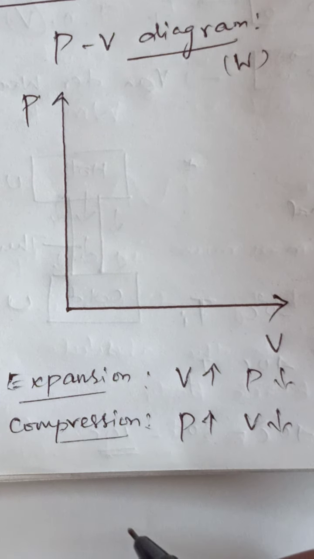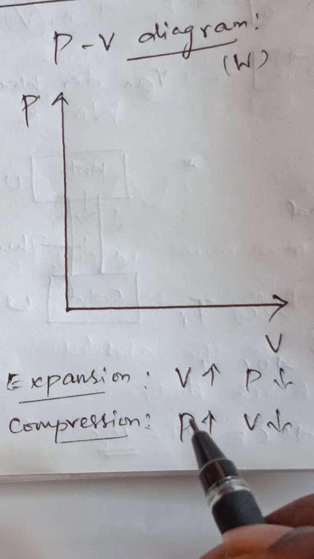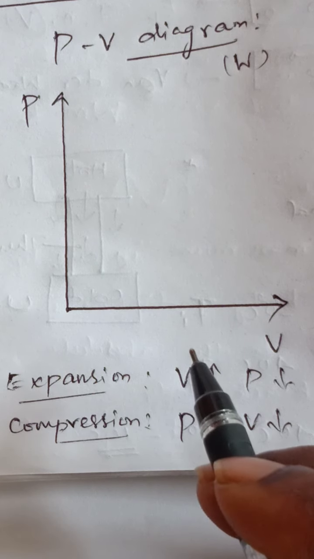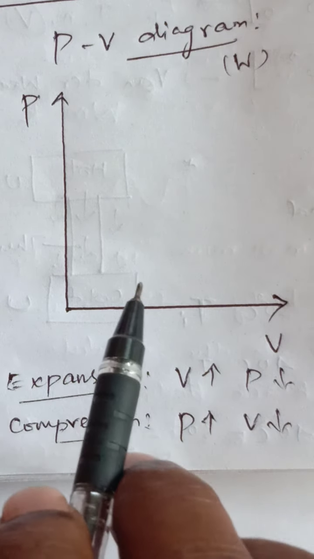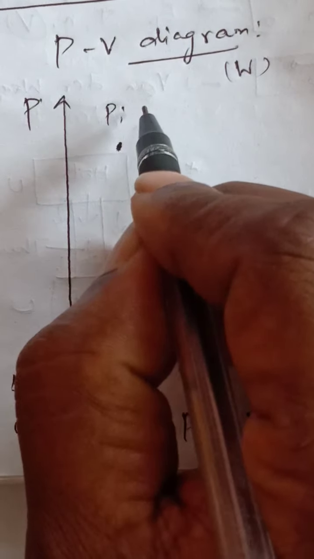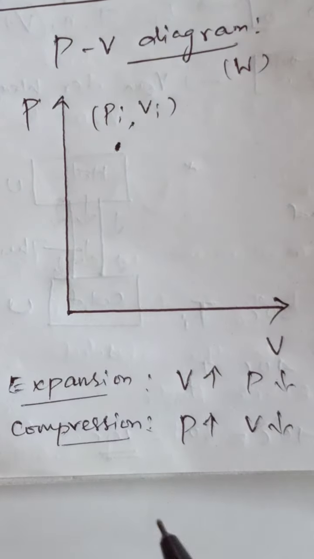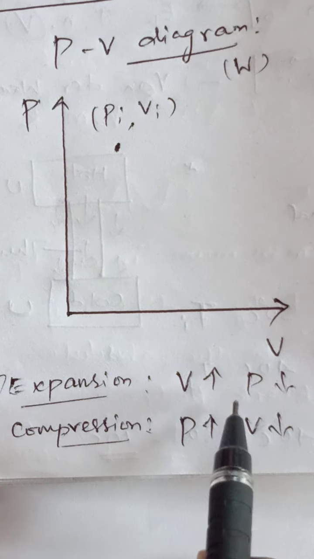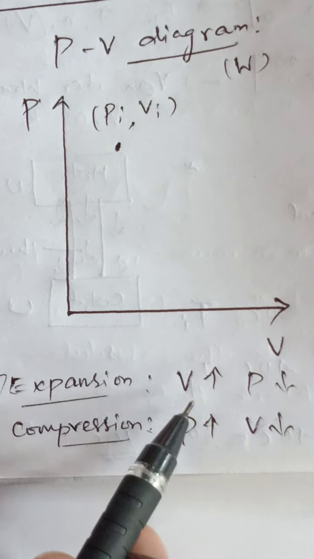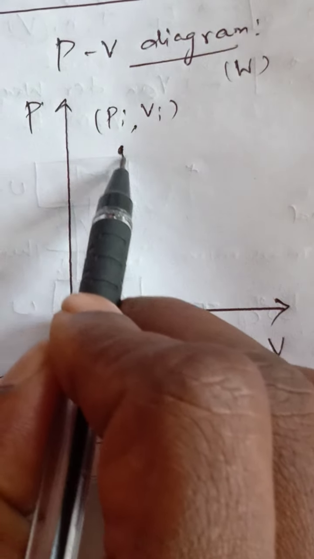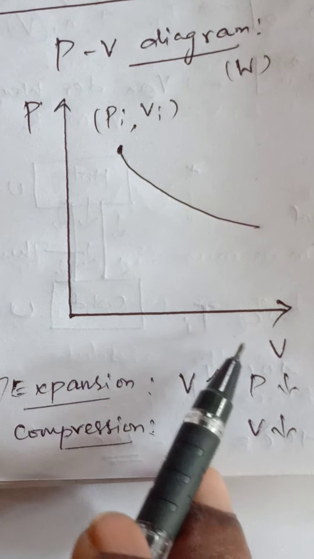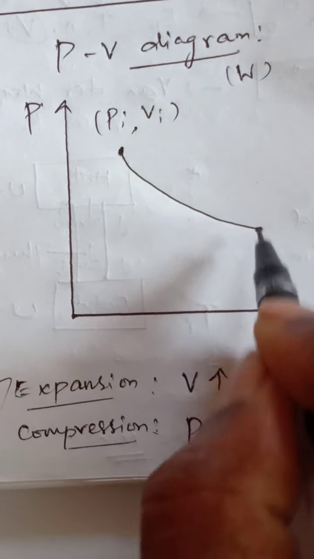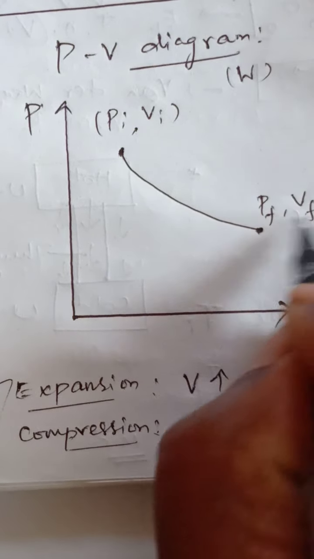This is called expansion. So the graph: we draw it for the expansion, which means pressure is decreased and volume will be increased. So we take volume on the x-axis. The point here is the initial pressure and initial volume, say Pi Vi. As per expansion, pressure will be decreased and volume will be increased, so we get a graph like that. It shows the volume increases while the pressure decreases. So put the point here, it is called the final pressure and final volume.